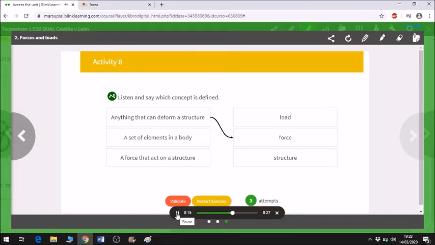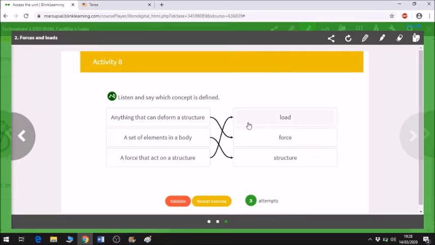B. A set of elements in a body. A set of elements in a body? Load, structure? C. A force that acts on a structure. Let's correct it. Okay, everything is correct.